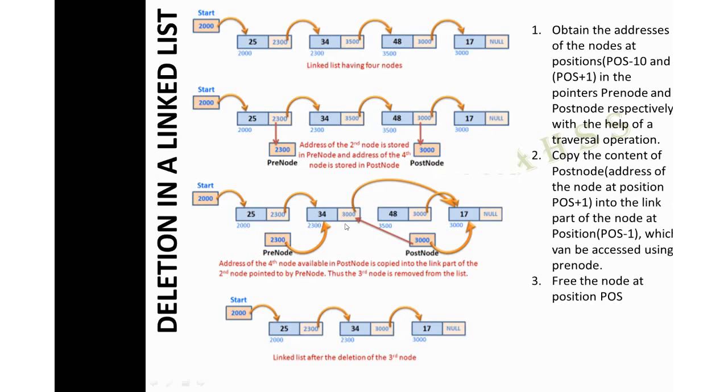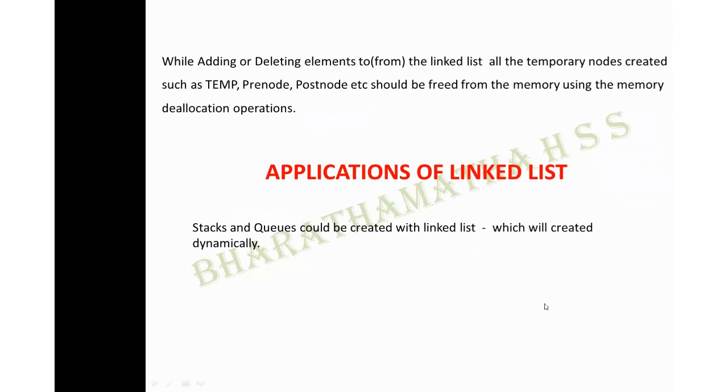The simple way is 3000: you post that value in a temporary node as temp. Then you copy the post node into node 2's address part, and automatically this portion gets cut off and your link will be joined like this. This is the link after the deletion of the third node. Is this part clear?